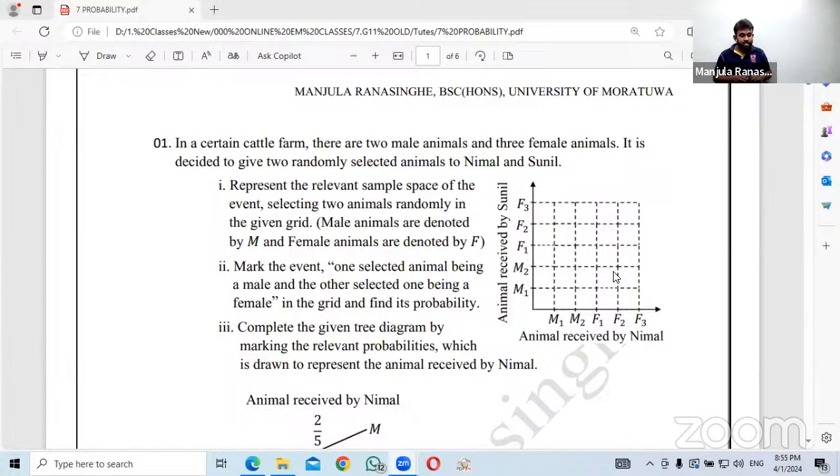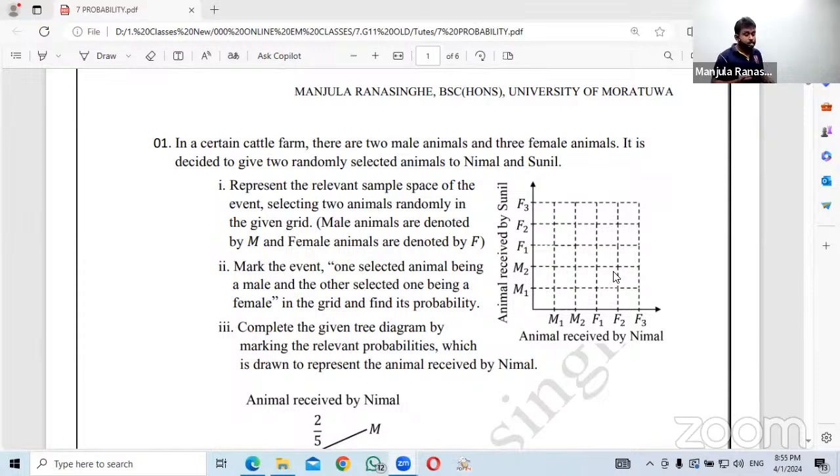Okay. Right. So the first question deals with a certain cattle farm, where there are 2 male animals and 3 female animals. It is decided to give 2 randomly selected animals to Nimal and Sunil. Represent the relevant sample space of the event, selecting 2 animals randomly, in the given grid. Male animals are denoted by M and female animals are denoted by F.